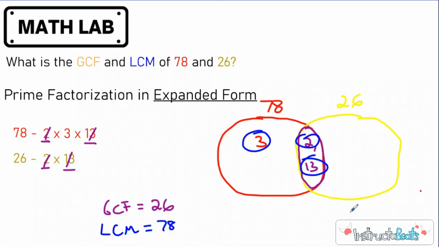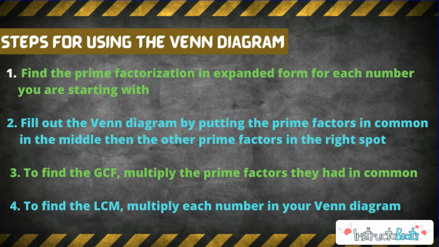Now, I did a lot of stuff right there, so let's take a look at the steps we can use for doing the Venn diagram. Step number 1, find the prime factorization in expanded form for each number you are starting with. Once you do that, step number 2, fill out the diagram by putting the prime factors in common in the middle, and then the other prime factors in the correct spot, just like I did.